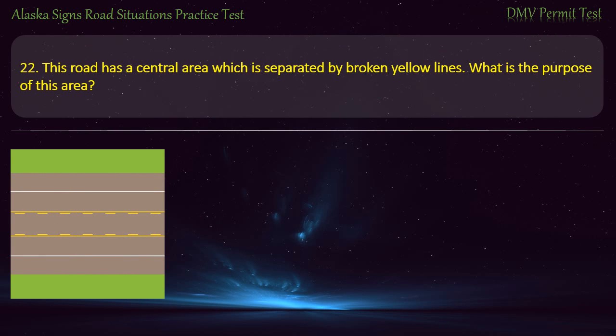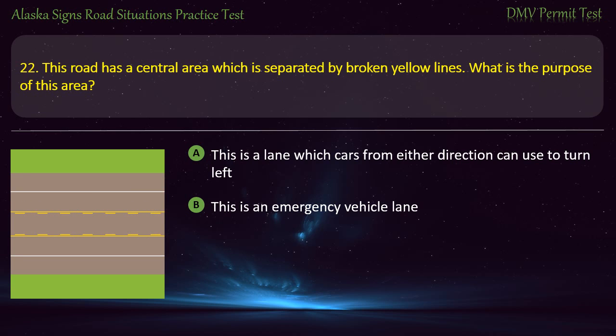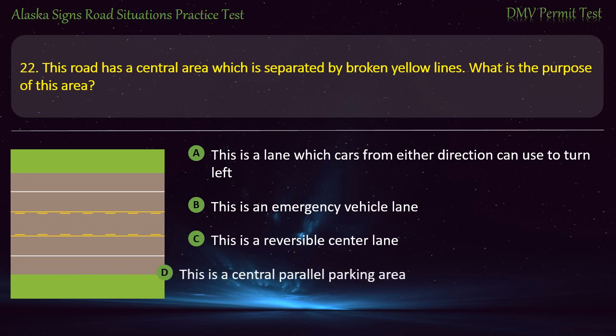Question 22. This road has a central area which is separated by broken yellow lines. What is the purpose of this area? This is a lane which cars from either direction can use to turn left. This is an emergency vehicle lane. This is a reversible center lane. This is a central parallel parking area. Answer. This is a reversible center lane.